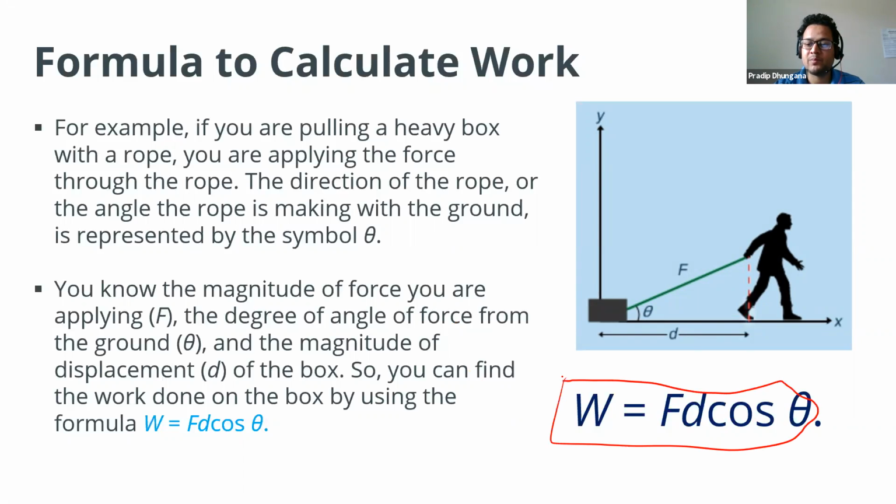If you have a pen and paper, make sure to write that formula in your notebook. Work is force times displacement times the cosine of the angle between force and displacement. Whenever we calculate work, we always resolve the force to the direction of displacement. That means it becomes F cosine theta, and then we multiply with d, the displacement. The direction of force and displacement should be the same.